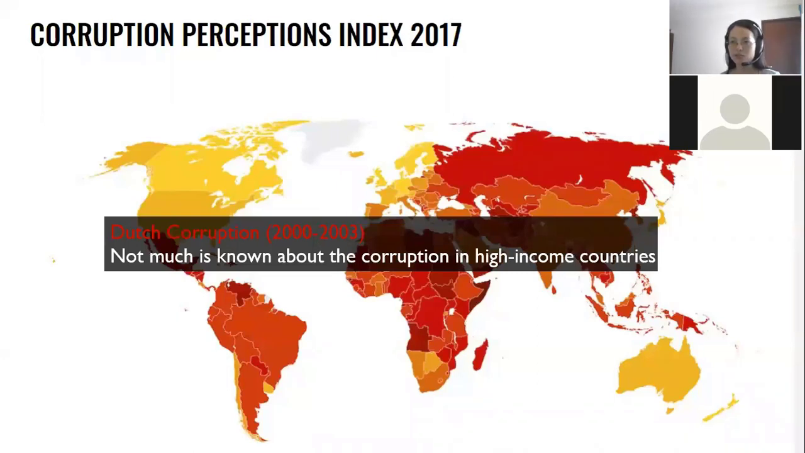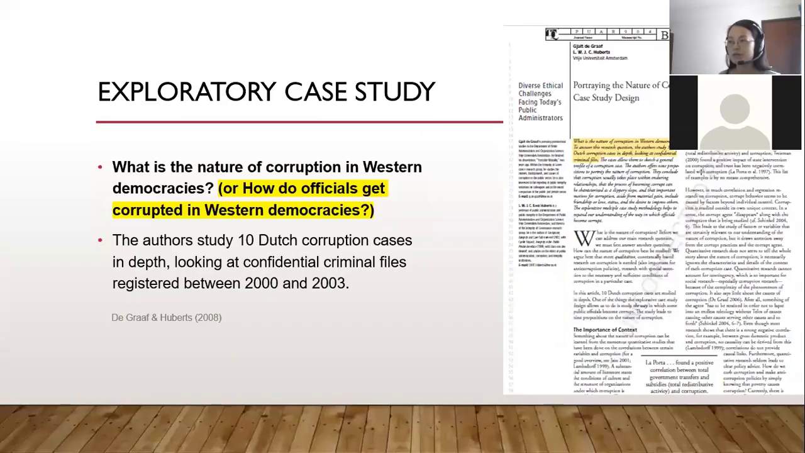The first one is Dutch corruption that happened between 2000 and 2003. At least that's the date when it was registered. If you look at the corruption perceptions index reported in 2017, you can see that a lot of corruption in fact happens in developing countries, right? For the advanced or more economically developed countries, it's less serious. So a lot of attention got diverted to low-income countries to study corruption. That led to a research gap: not much is known about the corruption situation or why there is such corruption in high-income countries. So there was this study paying attention to this gap.